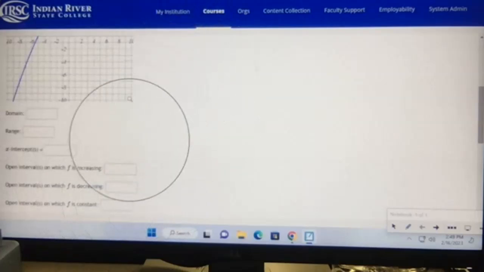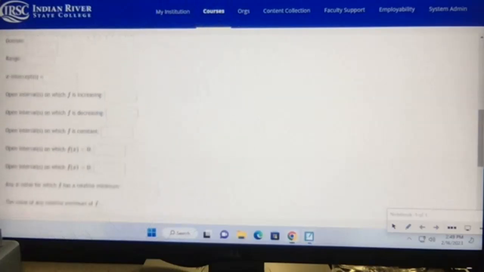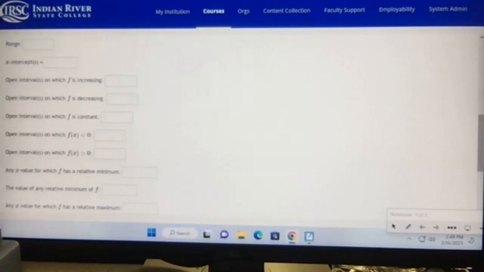All right, so starting from scratch so that we can see my work. So open intervals on which f of x is less than 0 and open intervals on which f of x is greater than 0. All right, so looking at this, I know that f of x is the same thing as y. So it's saying when is y less than 0? So by the way, less than 0 means a negative. So when is y negative?